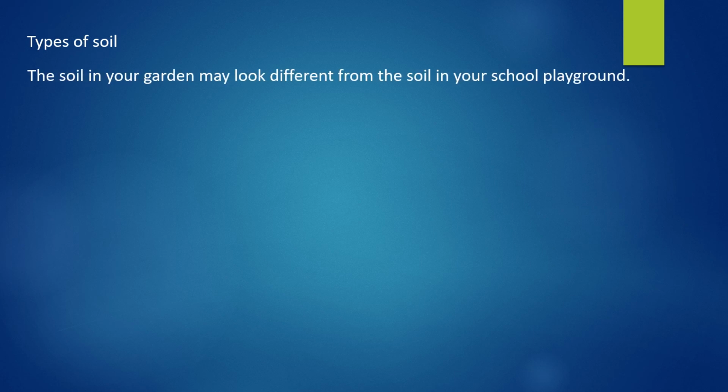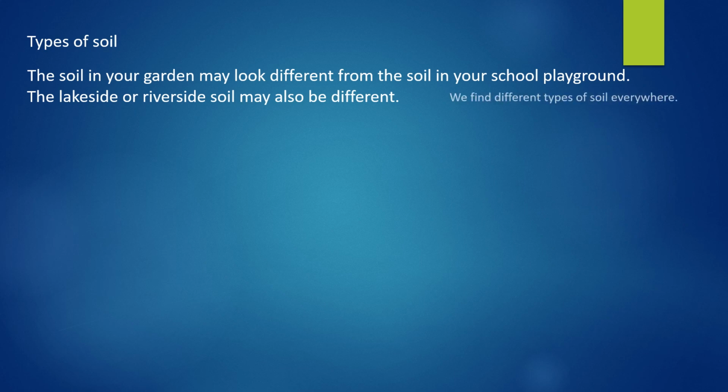Types of soil. We are going to learn what the types of soil are. The soil in your garden may look different from the soil in your school playground. Of course, in the ground we do not plant anything, so it is very hard, a different kind of soil. And in the flower garden at your home, there is also a different kind of soil. The lakeside or riverside soil may also be different. We find different types of soil everywhere.